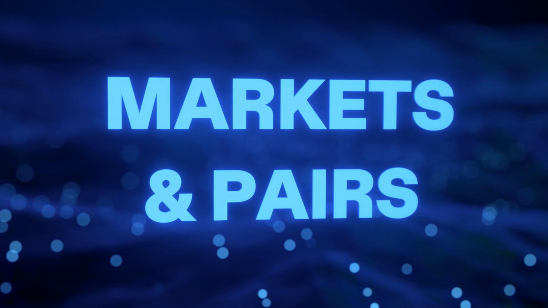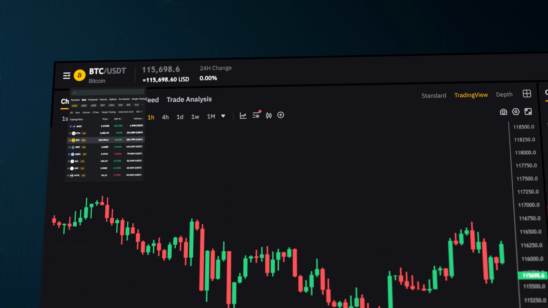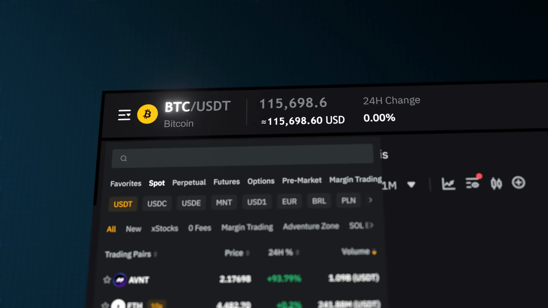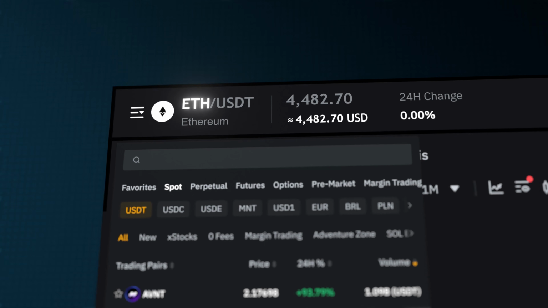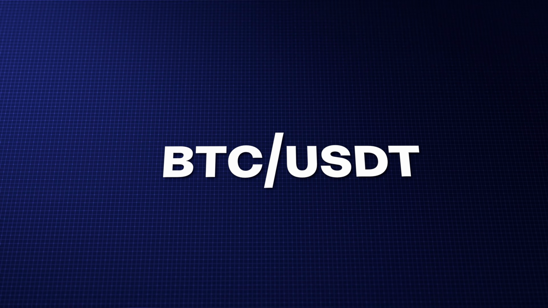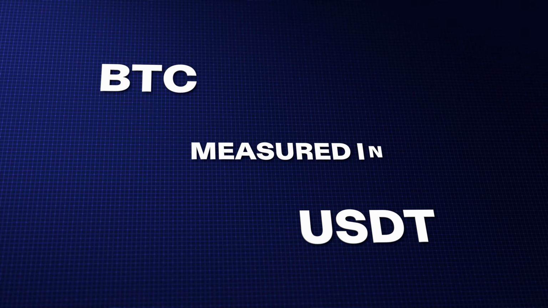Next, markets and pairs. A market is just the thing you're trading. For instance, Bitcoin, abbreviated to BTC, or Ethereum, abbreviated to ETH. Markets are shown as pairs. For instance, BTC USDT, or in traditional markets, EUR USD. A pair basically just means the price of the first measured in the second. It's like saying a shirt costs $30. You need the in what, aka dollars, to measure it.